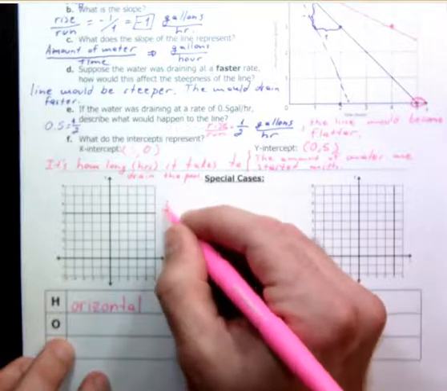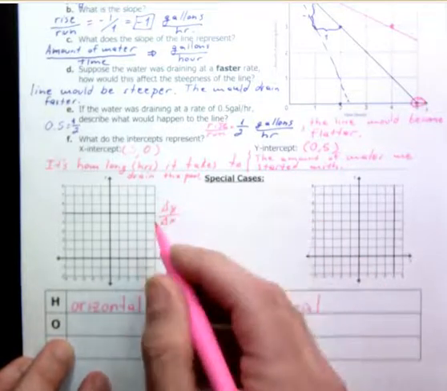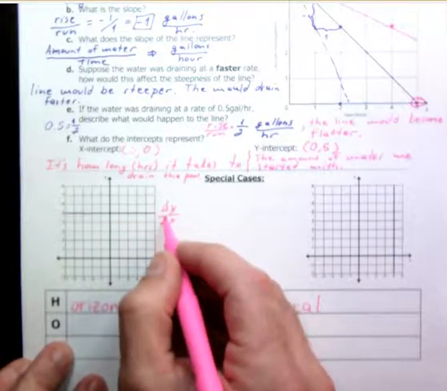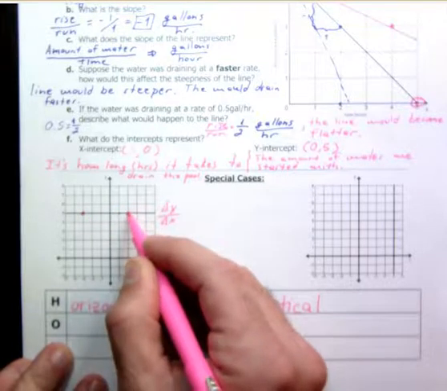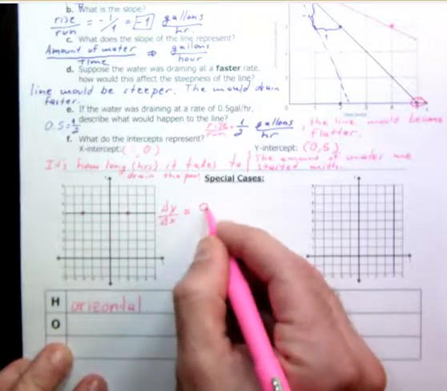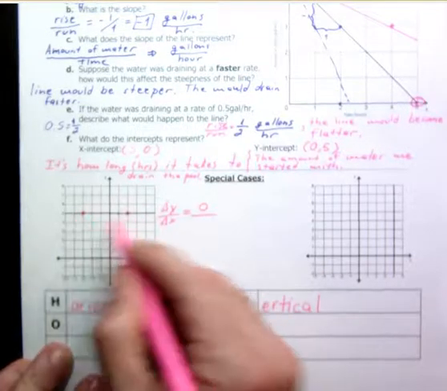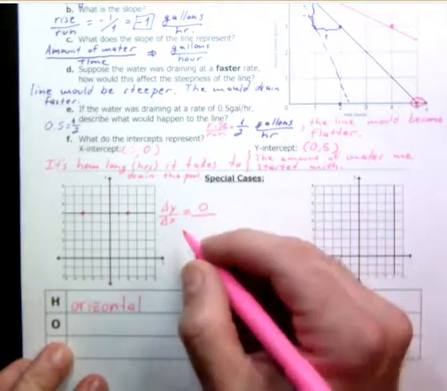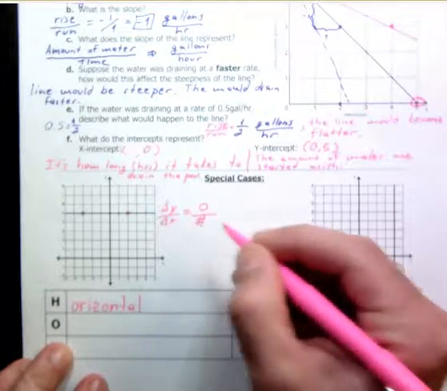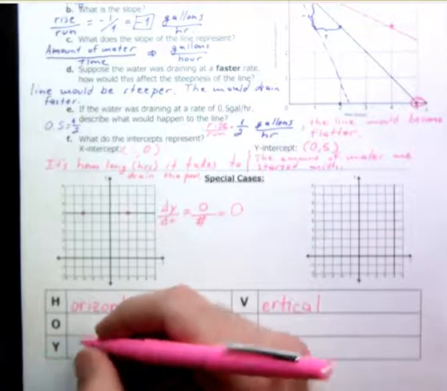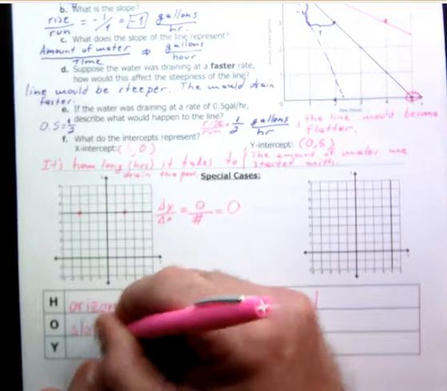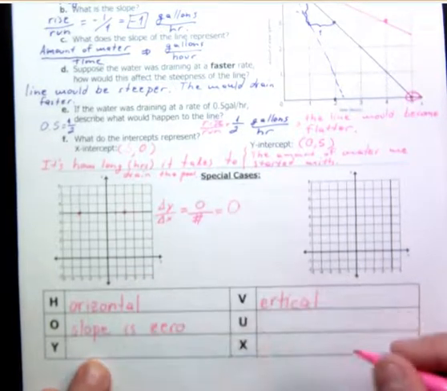So the horizontal line. If I was going to calculate my rise over run, let's pick any random point. From this point to this point, my rise is 0. And my run could be anything. I'm just going to put a number here, but it could be any number. 0 divided by any number is 0. So when you have a horizontal line, the slope is 0. It's a flat line. You can think of the steepness being 0, flat.